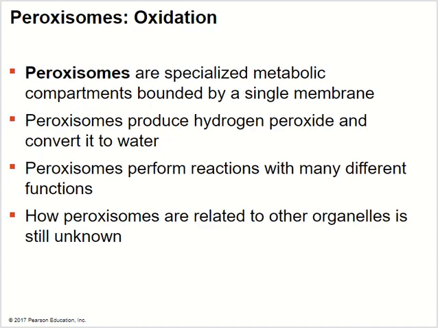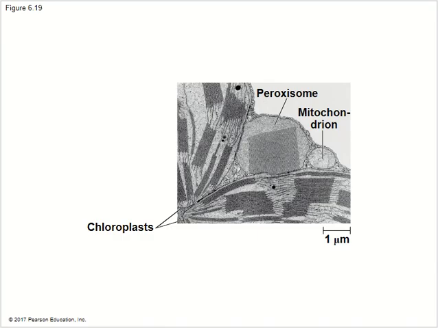Peroxisomes are specialized metabolic compartments bounded by a single membrane. Inside that membrane, peroxisomes produce hydrogen peroxide and convert it to water. Peroxisomes perform reactions with many different functions. How peroxisomes are related to other organelles is still being looked into. How fascinating.